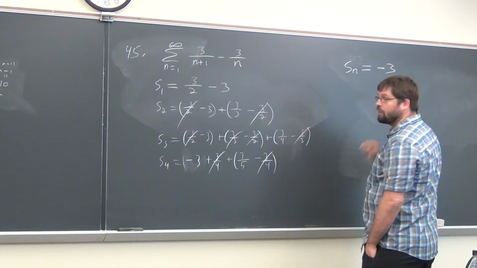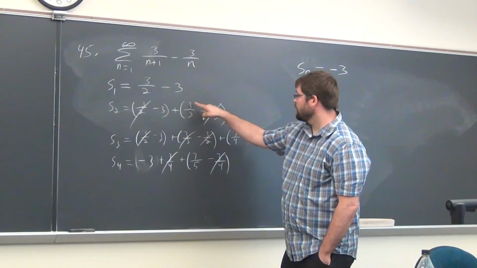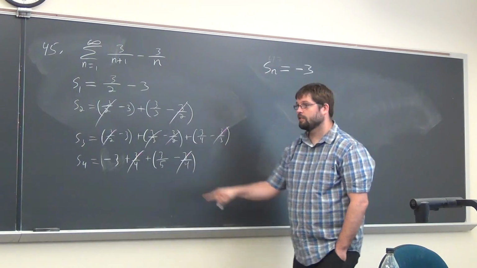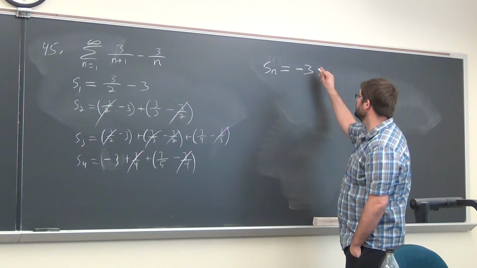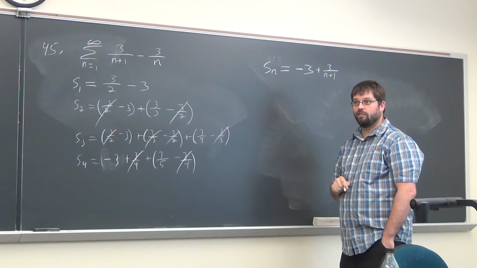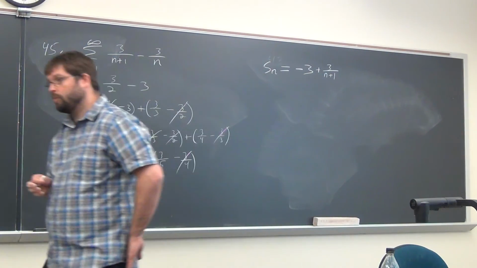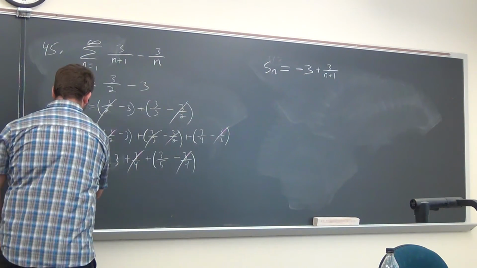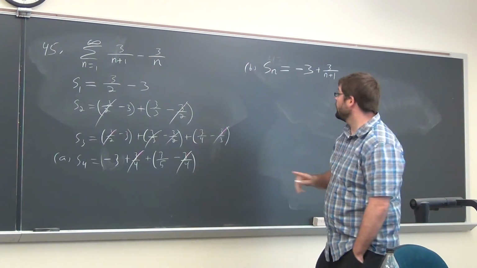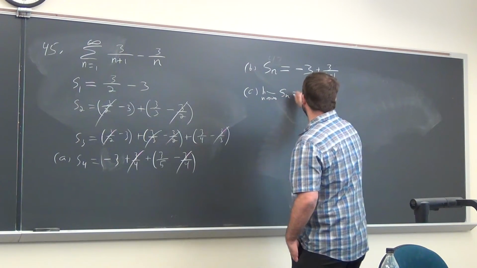Well, the -3 isn't going anywhere, right? That's going to stick around. And then it looks like you always have this one term, right? It was 3 halves, 3/3, 3/4, 3/5. And so for the n, it looks like it's just 3 over a rising n, and it's 1 ahead of your S sub whatever, right? So you come up with that. So there's the general form. So I guess this is really part A, part B here, right? And then part C is to determine if the series converges or diverges by taking the limit.